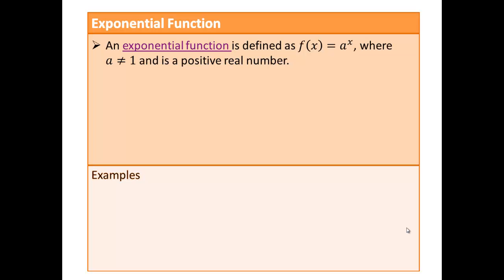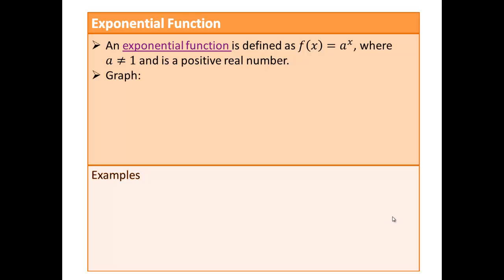Why not negative? Because remember, if you have a negative number and let's say x was half, that means you're looking at the square root of negative 1, or an imaginary number. So in order to work with real valued functions, we're only focusing on numbers that are positive real numbers not equal to 1. Well, how does this graph look?